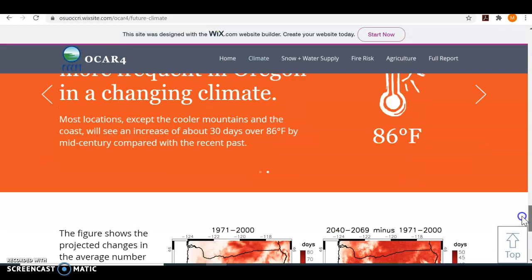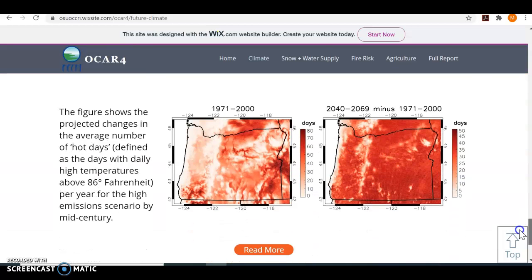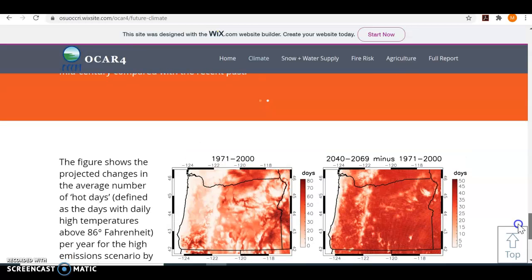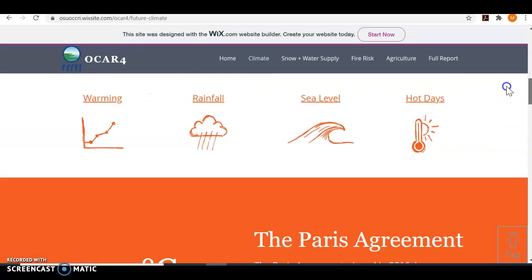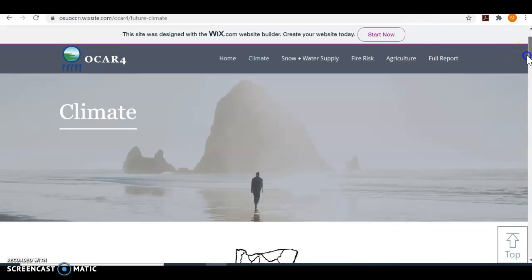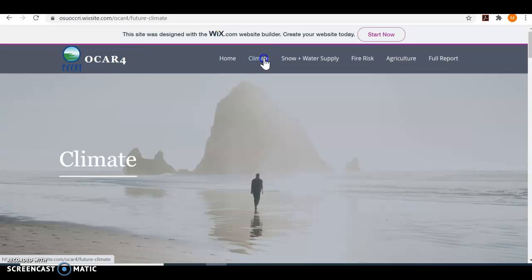So more hot days, a little bit more about that. And that's a little hard to interpret, this one. You don't have to worry about this. It basically just means that we're going to have more and more hot days, more likely. Okay. All right. So that's the first part of the climate piece.